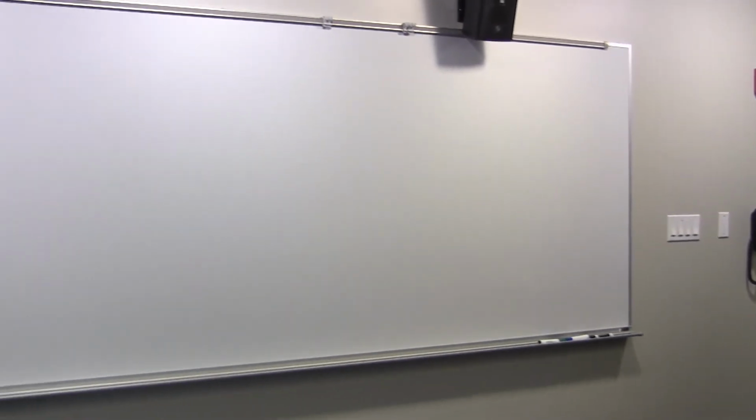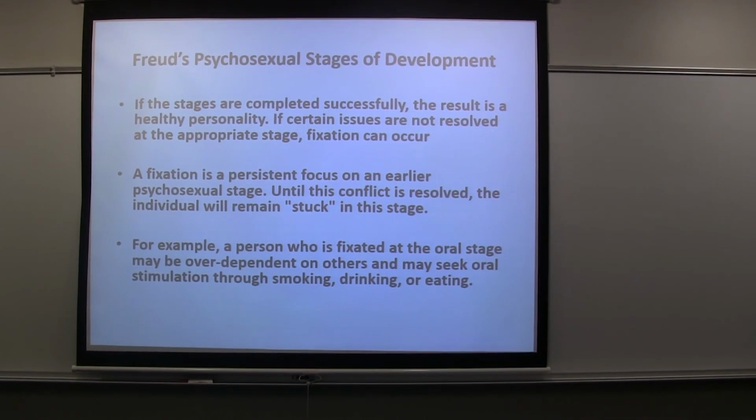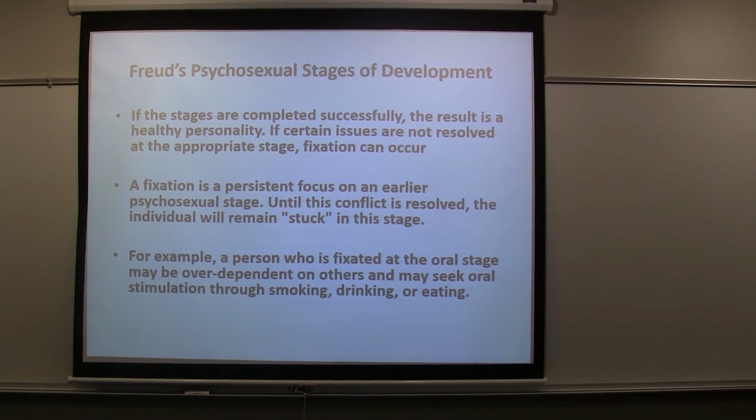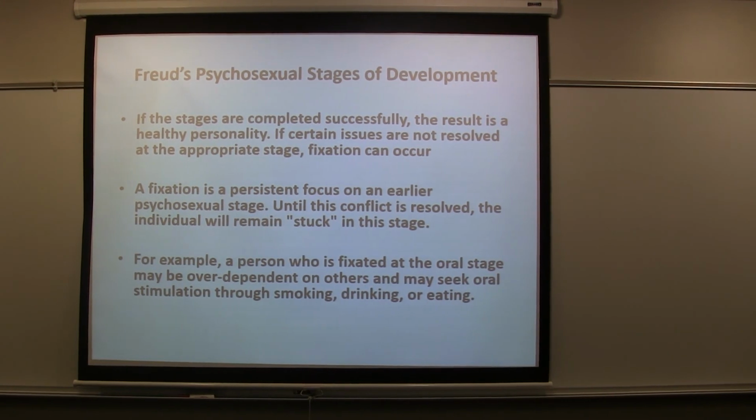But when you look at all 3 and you focus on the conflict management provided by the ego, it all seems to make a lot of sense. Freud developed what they call psychosexual stages of development, and his theory was that if all of these stages were completed successfully, the result was the person develops a healthy personality. However, if some of the conflicts are not resolved at the certain stages, what he called fixation can occur.